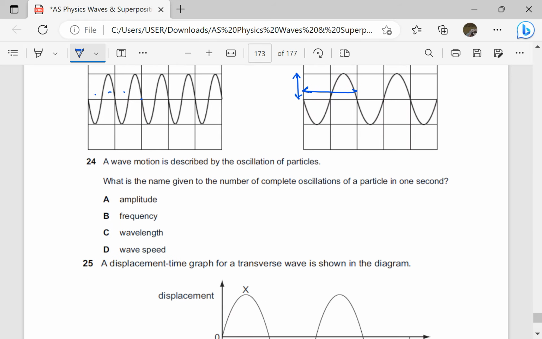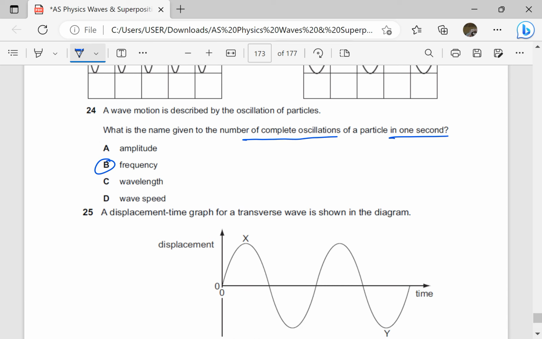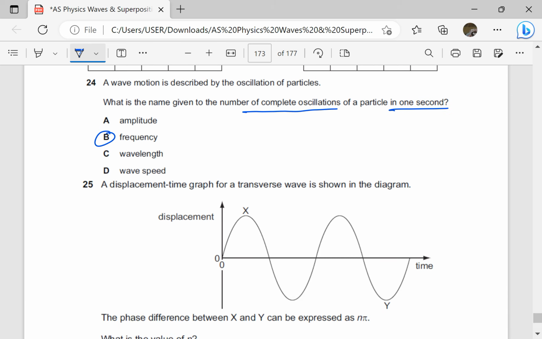A wave motion is described by the oscillations of particles. What is the name given to the number of complete oscillations of a particle in 1 second? That is automatically a frequency. A displacement time graph for a transverse wave is shown in the diagram.